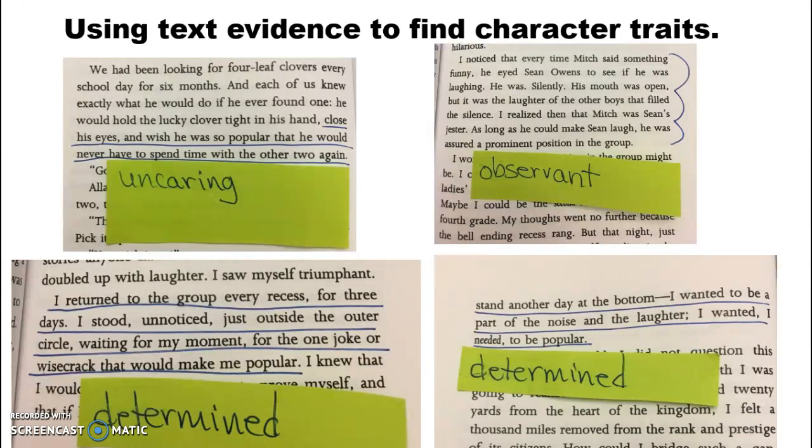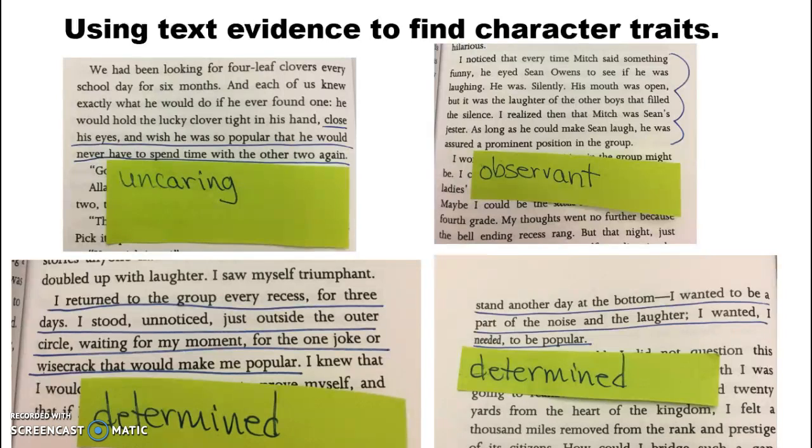So now I can see two character traits for Will. He's uncaring about the Allens. Does that mean he's going to be uncaring about other people later? He's observant. He's observant in his attempts to try to get into this group of popular boys. Am I going to see other evidence that he might be observant in other ways? That's something I'm going to keep an eye out for.